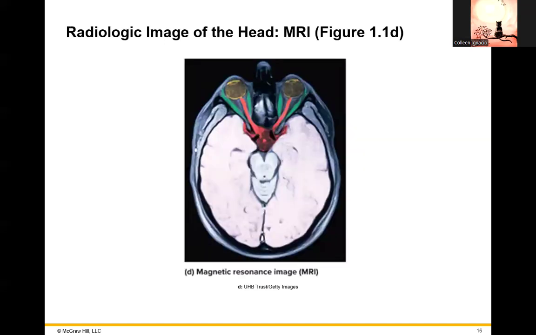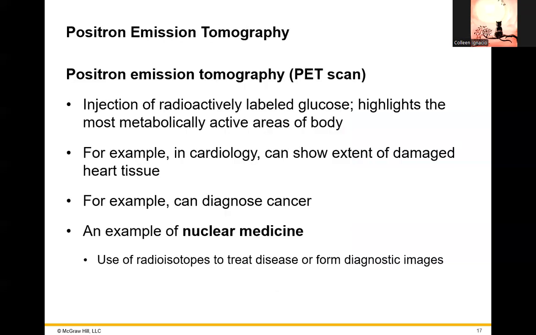So here is another radiological image of the head. This is an MRI, magnetic resonance image. Okay, very clear, very sharp. We can see the brain. We can see the different parts of the brain. I can see the hemispheres of the brain as well as the cerebellum. We can see the major blood vessels. So really great picture. Okay, the next imaging we're going to talk about is a PET scan, positron emission tomography.